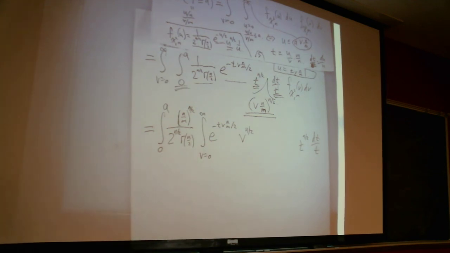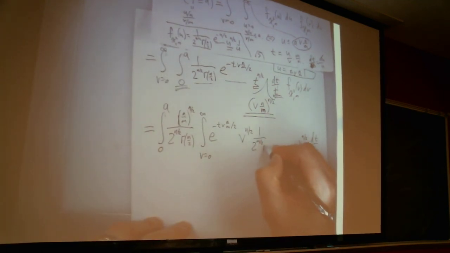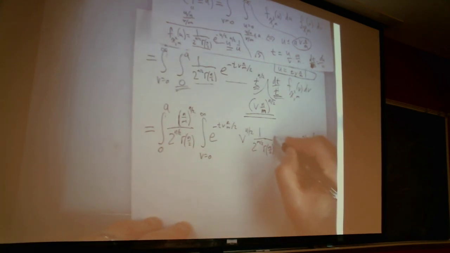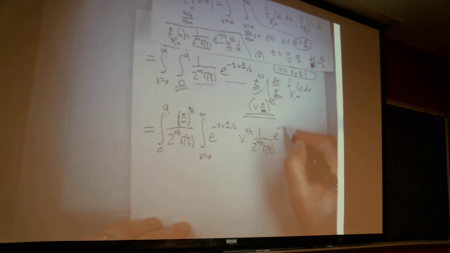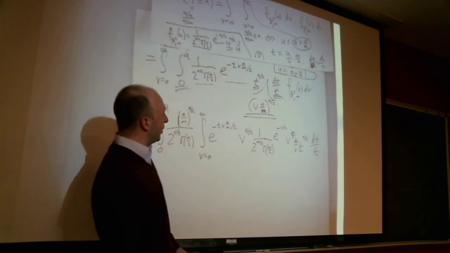So the original PDF of v was 1 over 2 to the m over 2, because it has m degrees of freedom, gamma of m over 2, and then e to the minus v over 2, v to the m over 2, dv over v. Not so bad. I am basically out of time. So what are you going to do?